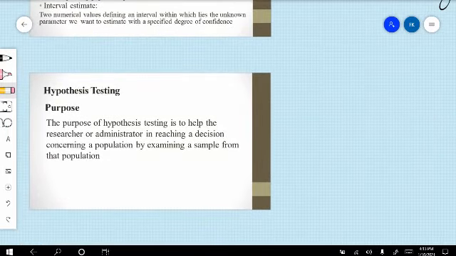Hypothesis testing. What is the purpose of hypothesis testing? The purpose of hypothesis testing is to help the researcher in reaching a decision concerning a population by examining a sample from that population. He puts a hypothesis, considers sample data, finds some association or relation in this data, and uses it to reach a decision whether there is association or there is no association.